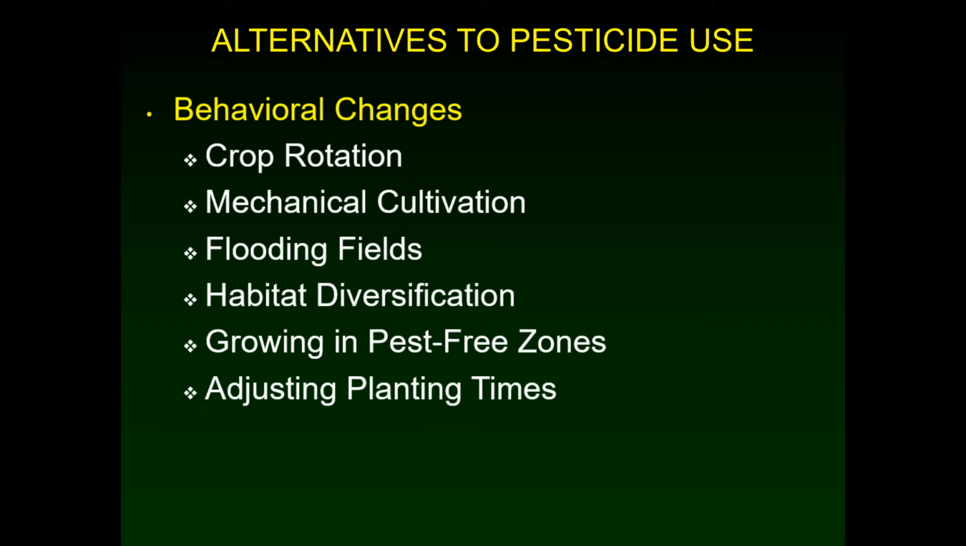Adjust planting times. Pests and insects follow growing degree days. So plant outside of their time period when they tend to be the most common or persistent. And also plant mixed polycultures. This does result in a lower yield per crop, but you can get a higher overall yield out of it if you're not losing a large portion of your crops to pests.